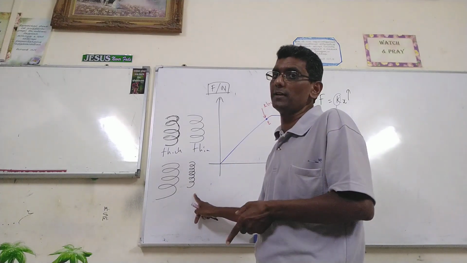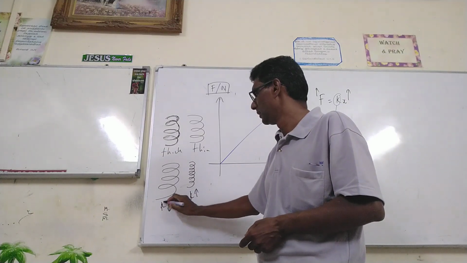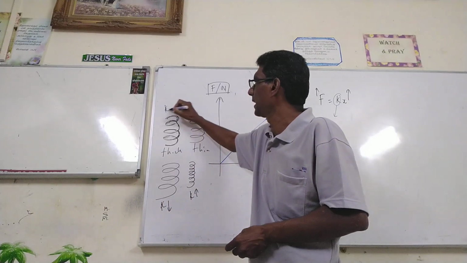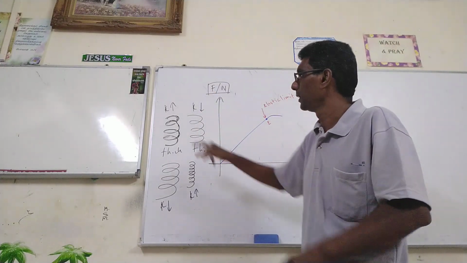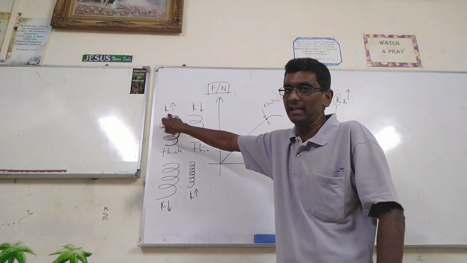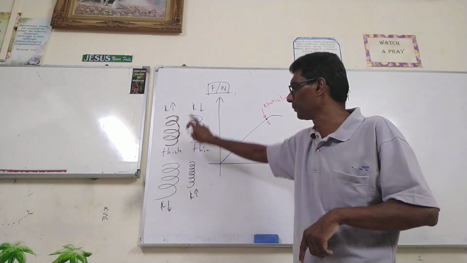A smaller coil has higher stiffness, a higher K value. This one, the K value will be low. This one, the K value will be higher, and this one the K value will be lower. K means spring stiffness. So a thick spring has a higher K value, and a thin spring has a lower K value.